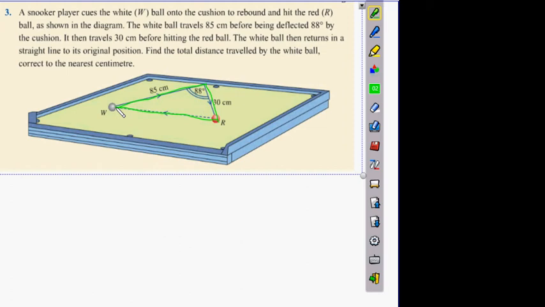Let's say in an exam, you haven't got a clue about this. Here's some way to pick up a mark right away. Just call it X and say total distance equals 85 plus 30 plus X, right? That's a very minor attempt, but something, okay?